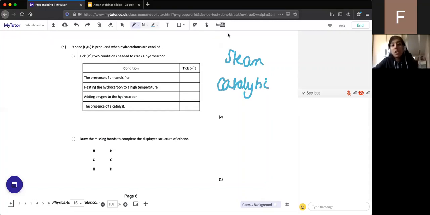So this question is essentially asking about catalytic cracking. Good. So high temperature in the presence of a catalyst. Excellent, well done. So temperature and catalyst.